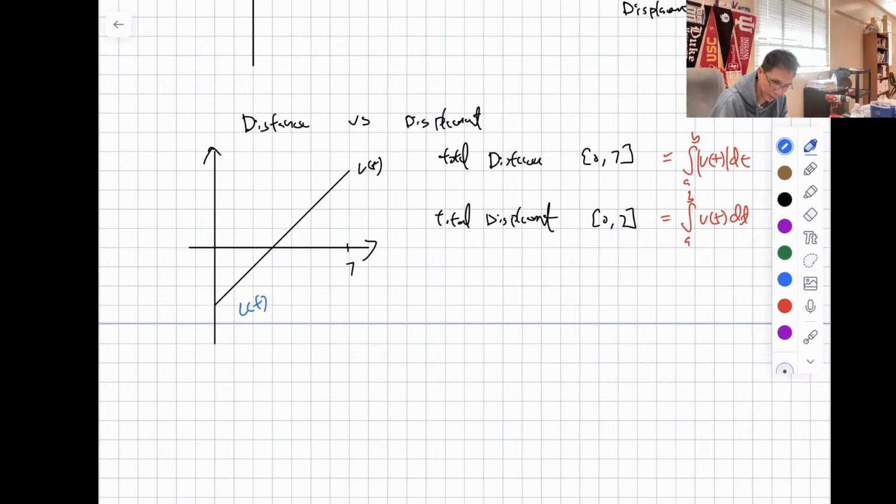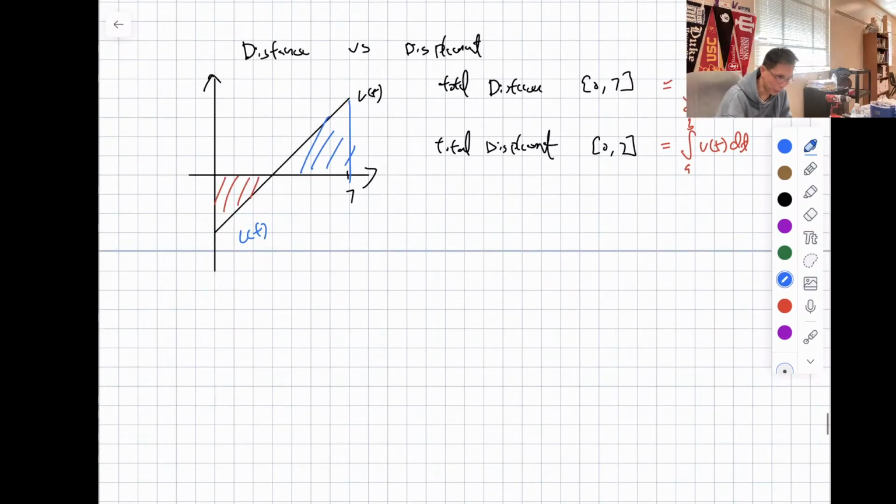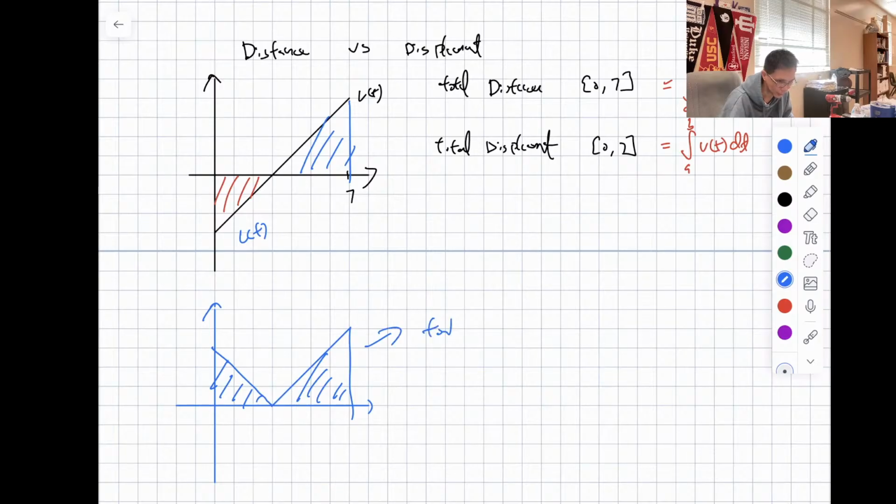So say red is negative and this is positive. Then that's the displacement understanding. Now with distance, I just take the absolute value of both, so that is the total distance. Does that make sense? Total distance.